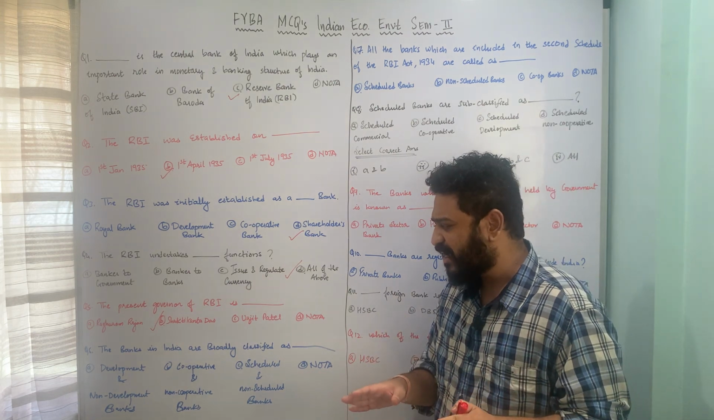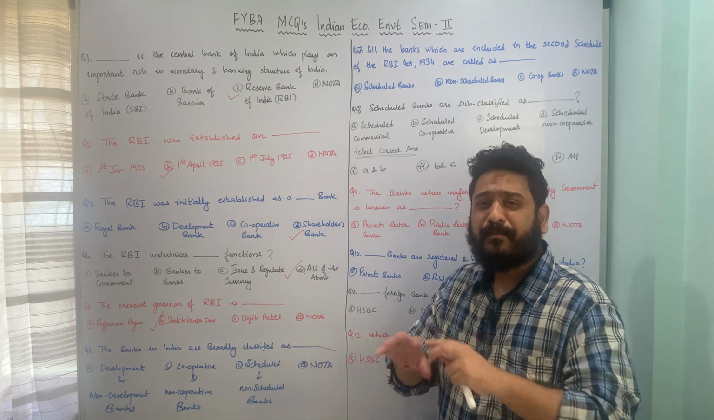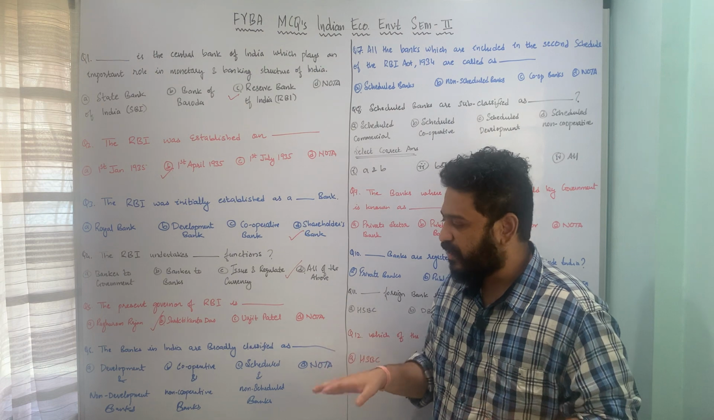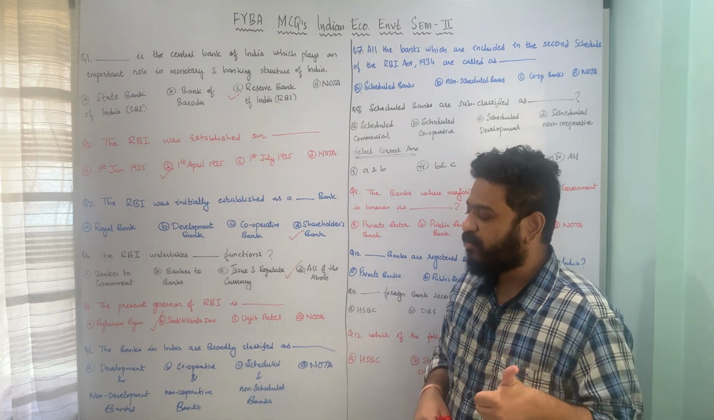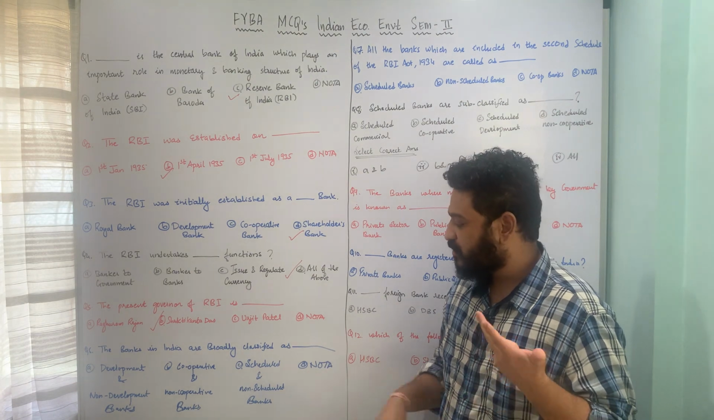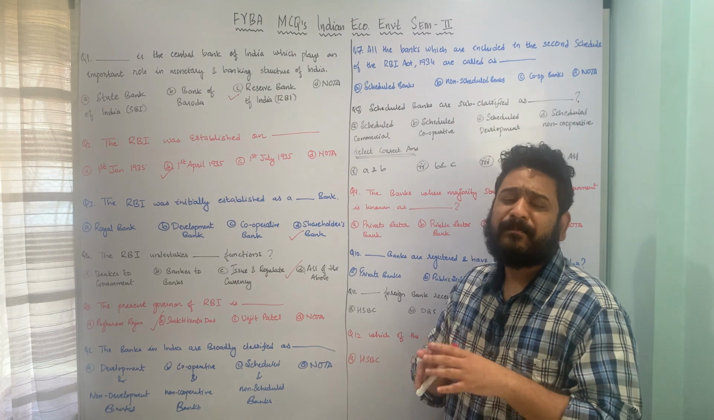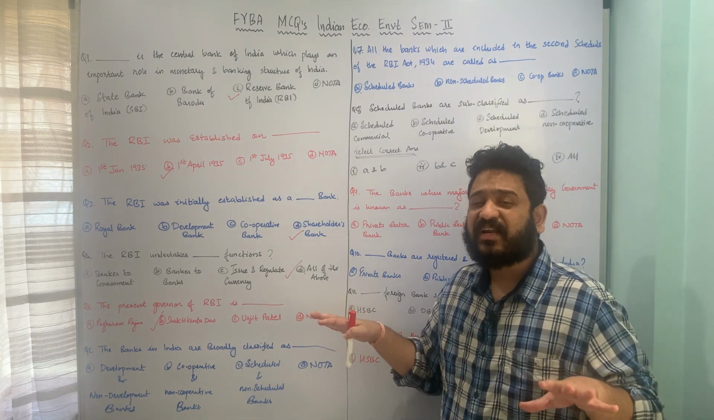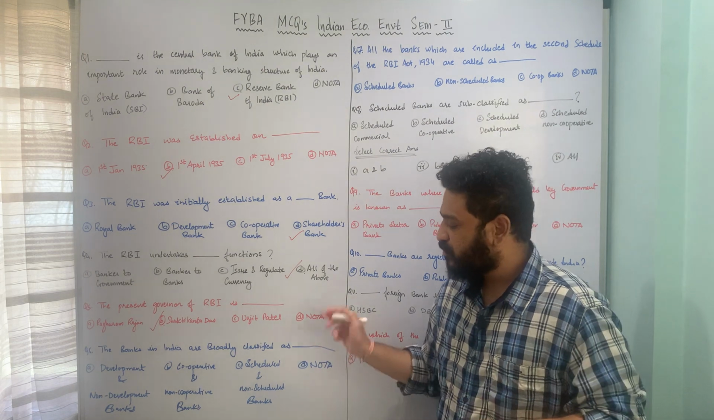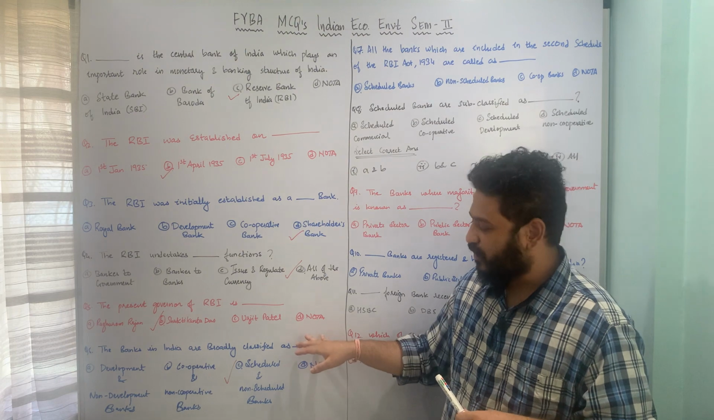The banks in India are broadly classified as what? A broader classification of banks in India, and the underlying options are A, development and non-development banks, B, cooperative and non-cooperative banks, C, scheduled and non-scheduled banks, and D, none of the above. So here banks in India are broadly classified as scheduled and non-scheduled banks. Therefore option C, scheduled, non-scheduled, is the correct answer to this particular question.